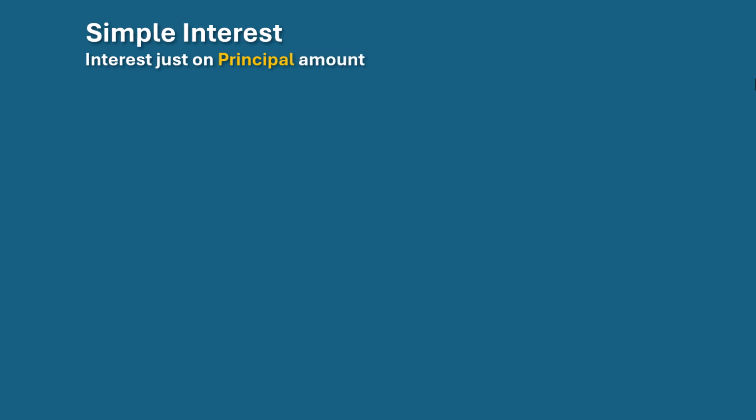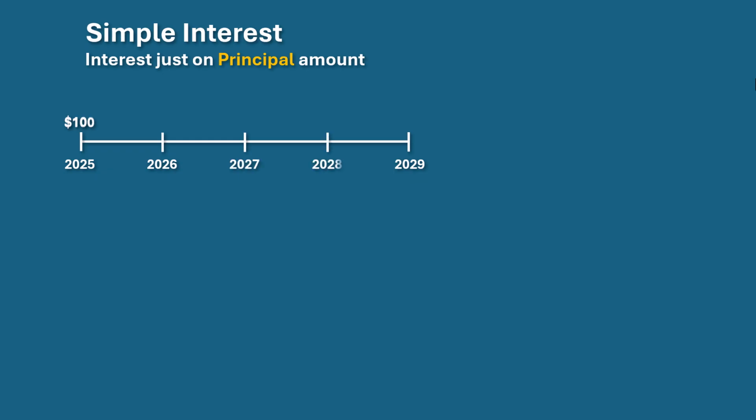Let's understand simple interest first. Simple interest is interest that is applied only on the principal amount over all the periods, which could be years. For example, suppose I have money in a bank for 4 years, amounting to $100 from 2025 to 2029. The interest is applied each year, 2026, 2027, 2028, and 2029. The interest rate is 10% per annum. My principal amount is $100. The interest on the principal amount is $10.